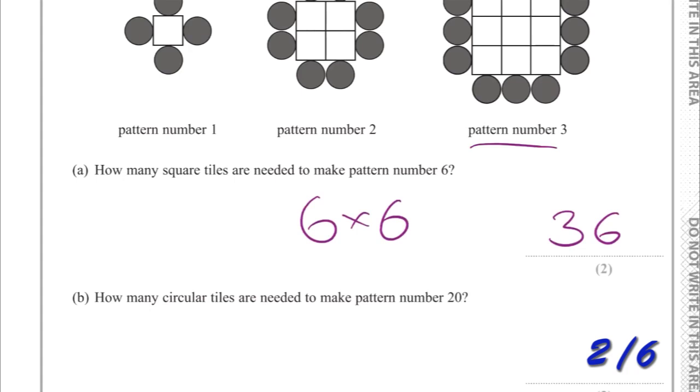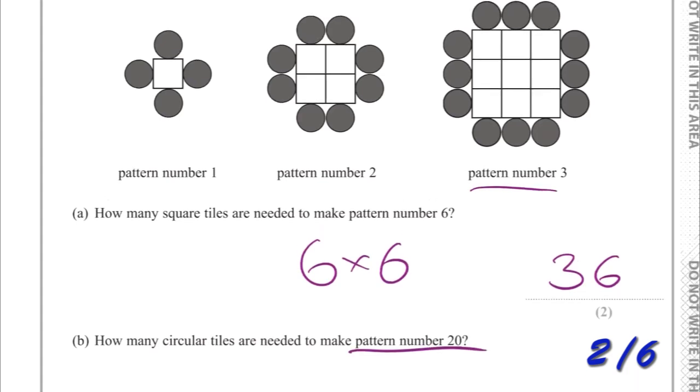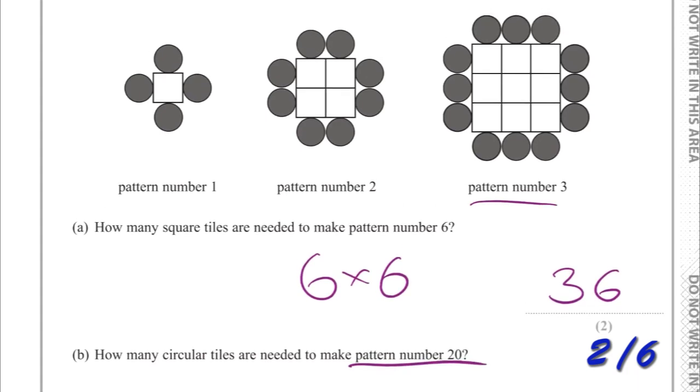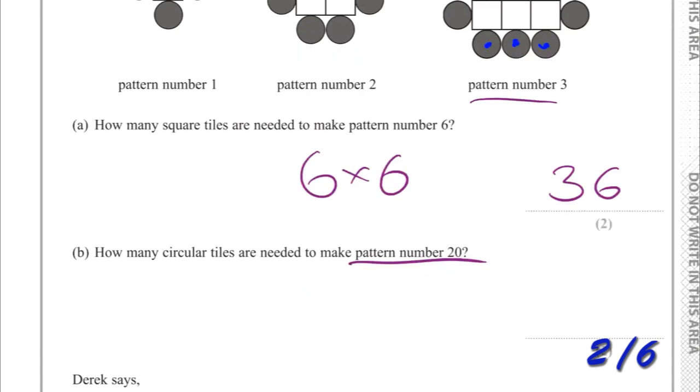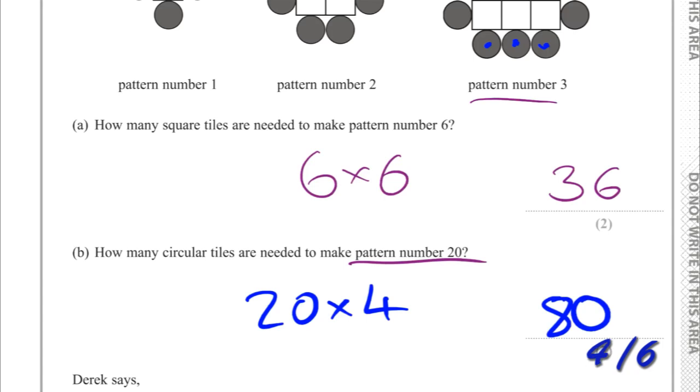So how many circular tiles need to make pattern number 20? Well, for the circular tiles, we've got 4 in number 1, we've got 8 in number 2, and then 12 in number 3. And if we look, for example, at pattern number 3, we've got 1, 2, 3 circular tiles on the bottom, and we're going to need the same for every side of the square. So we're going to need 4 lots of 3, which gives us 12. For the 20th pattern, we'll have 20 circles along the bottom, and then we need to multiply that for each side of the square. 20 times 4, we're going to have 80 circular tiles.